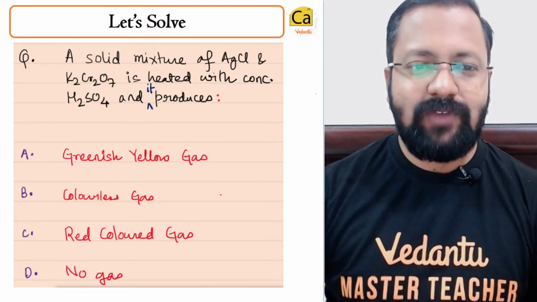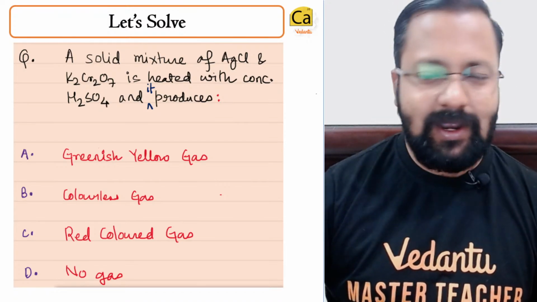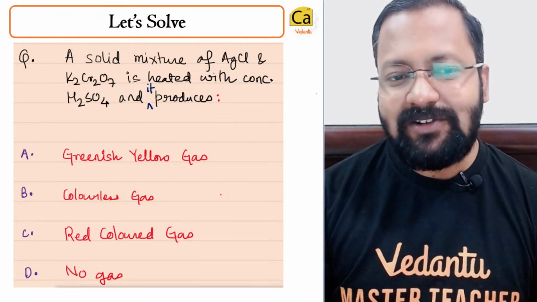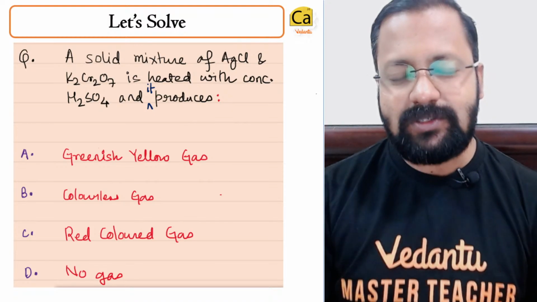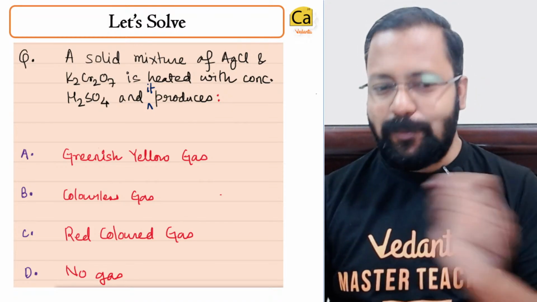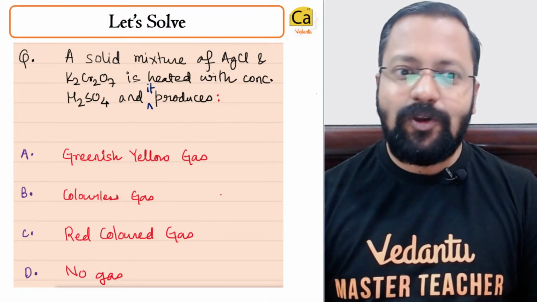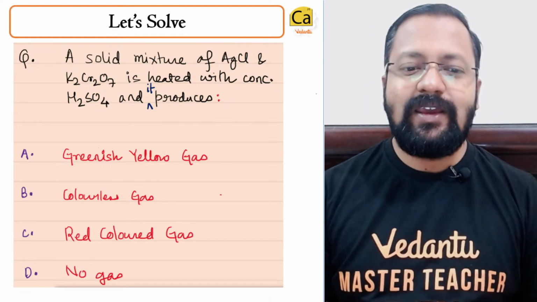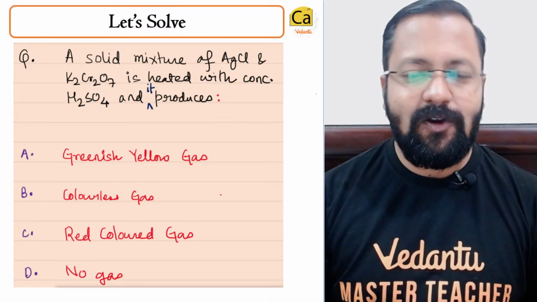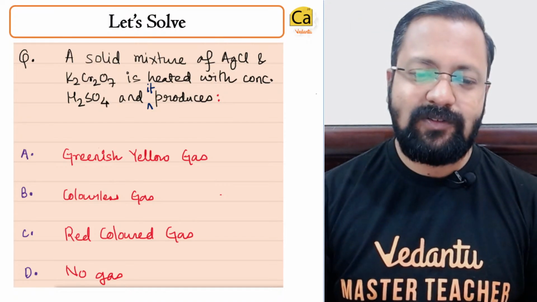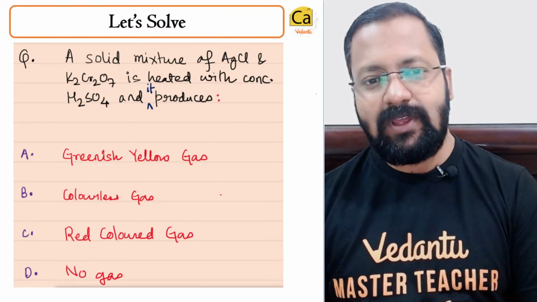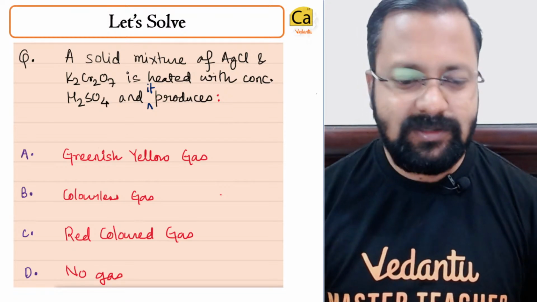A solid mixture of AgCl and potassium dichromate is heated with concentrated H2SO4 and it produces what? What should be the right answer? Greenish yellow gas, colorless gas, red colored gas, or no gas. There will be no evolution of any gas in this reaction.